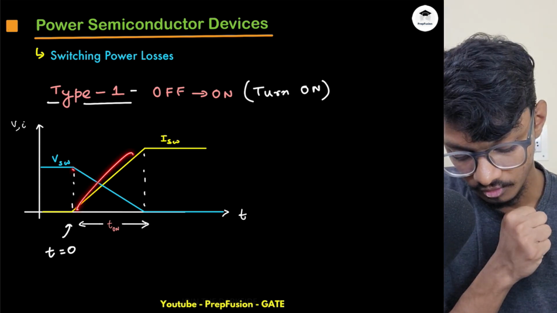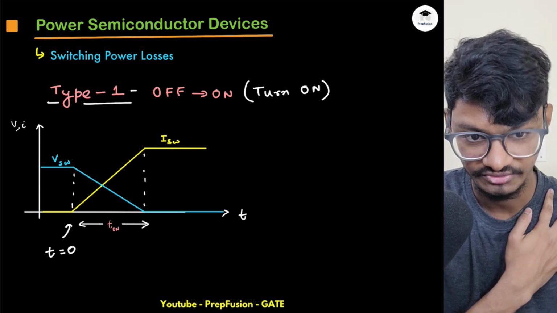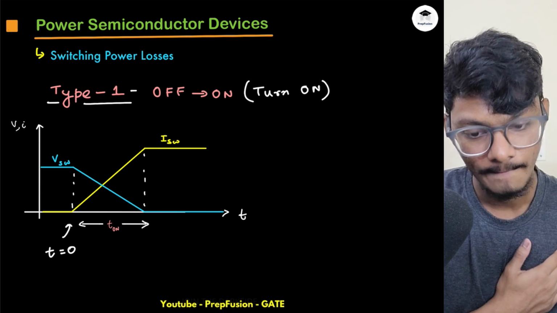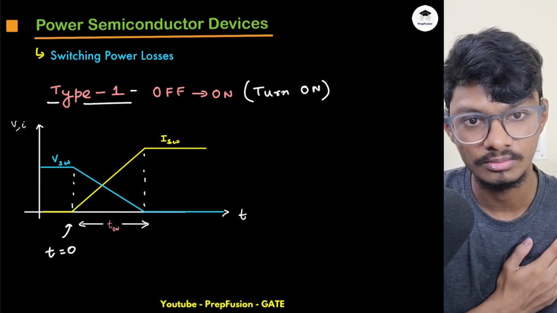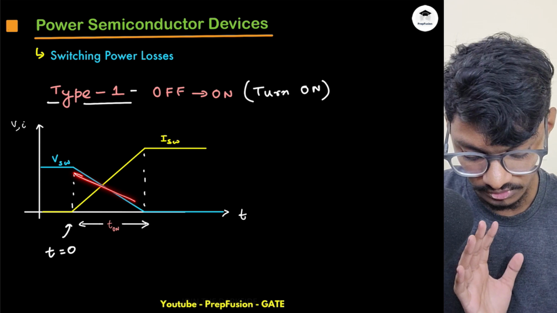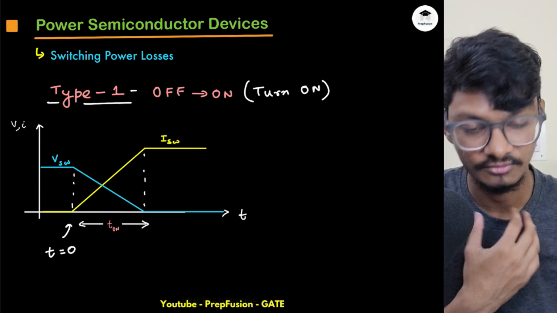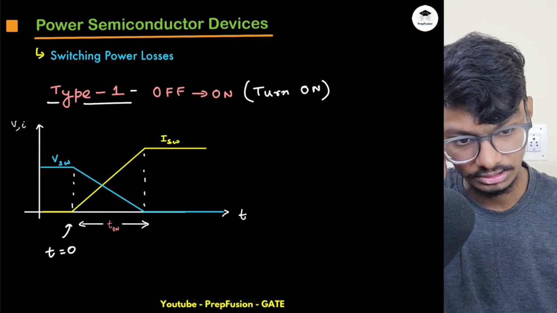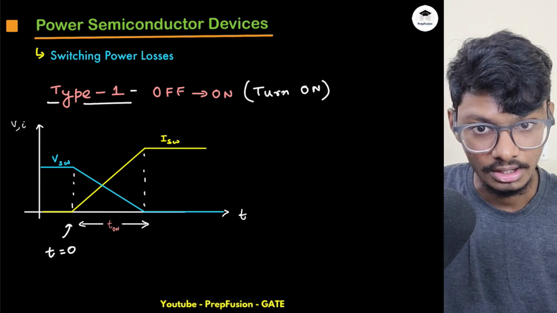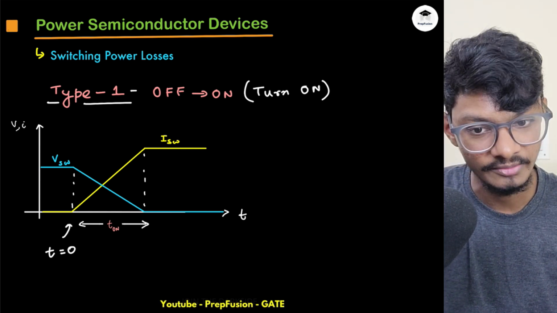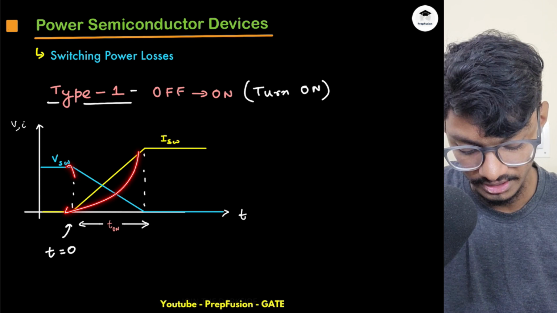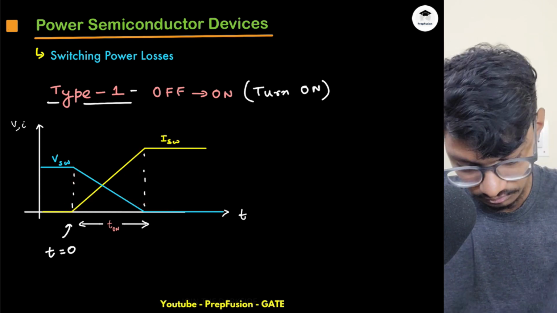How to compute it for waveforms like this? It is very difficult, right? How do you compute? Both I_SW and V_SW are changing. How do you compute? And we assume that these are linear only. We assume these are linear for our convenience. Else computing the area or the switching loss will be very complex. If we assume these as complex waveforms, it will be very complex.